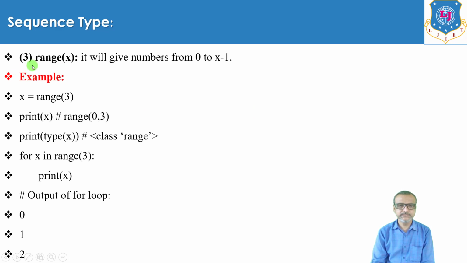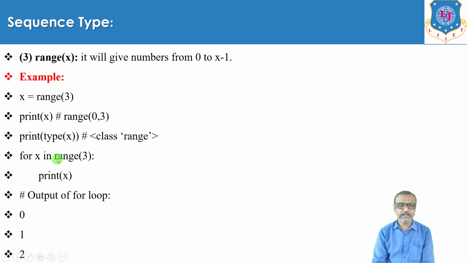Now we have the third sequence data type, that is range of x. Now what will range of x do? It will give numbers from 0 to x minus 1. For example, if I write down x equals range of 3, what will this range of 3 do? It will give us the values of x from 0 to 3 minus 1. So the possible values of x are 0, 1 and 2. And if you write down print of x, what will be the output of this statement? That will give us range of 0, 3. And if you write down print of type of x, what is the type of x over here? That is range. So it will give us the output as class range.